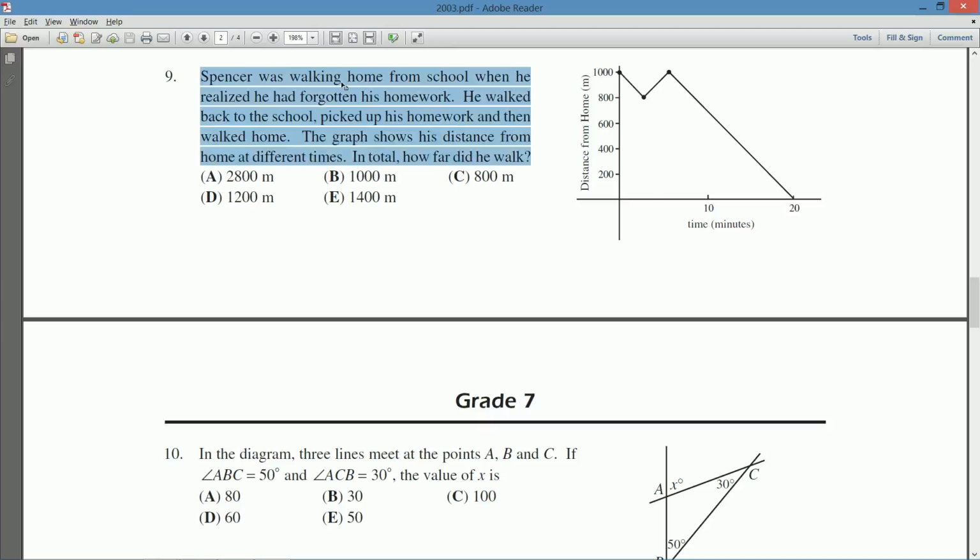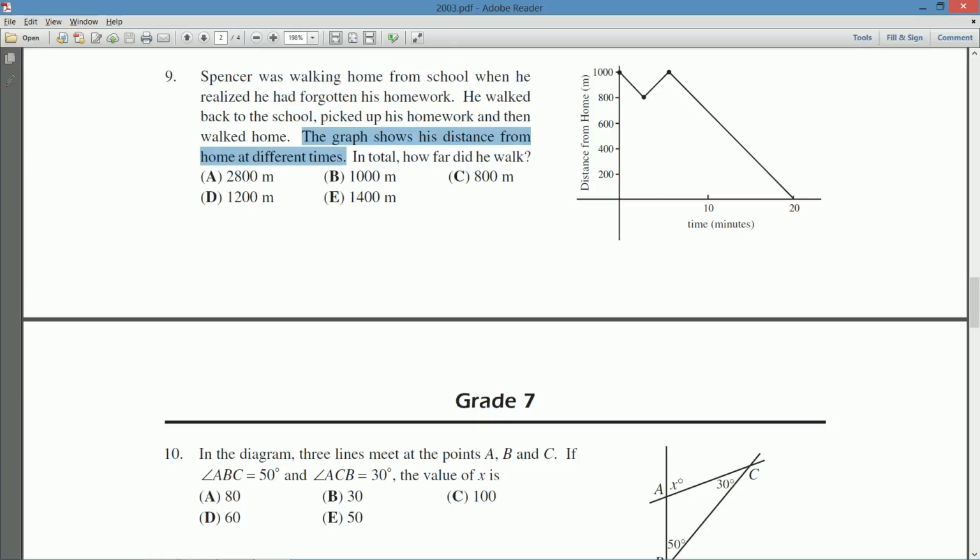So question number 9. Spencer was walking home from school when he realized he'd forgotten his homework, poor fellow. He walked back to the school, picked up his homework, and then walked home. The graph shows his distance from home at different times. In total, how far did he walk?